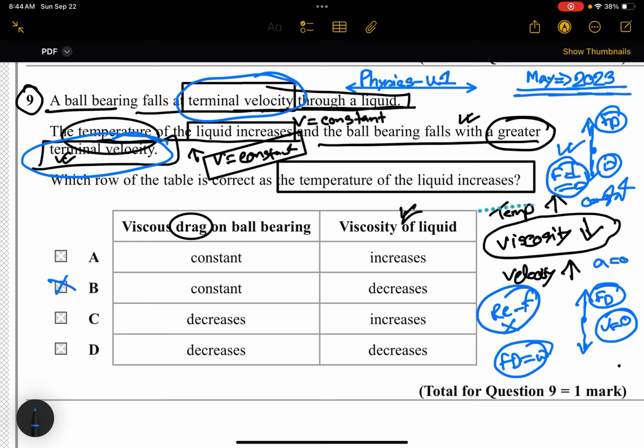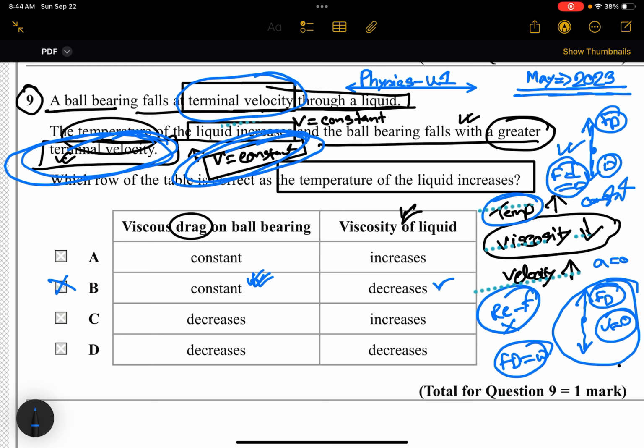So this is the correct answer, where the viscous drag force remains constant and the viscosity decreases because of the temperature increasing. The drag force remained constant because it was in a terminal velocity where the velocity was constant. As the velocity is constant, the drag force and the weight are equal, which means there is no resultant force, the acceleration is 0 and the velocity is constant, and as the velocity is constant, the viscous drag force is also constant.